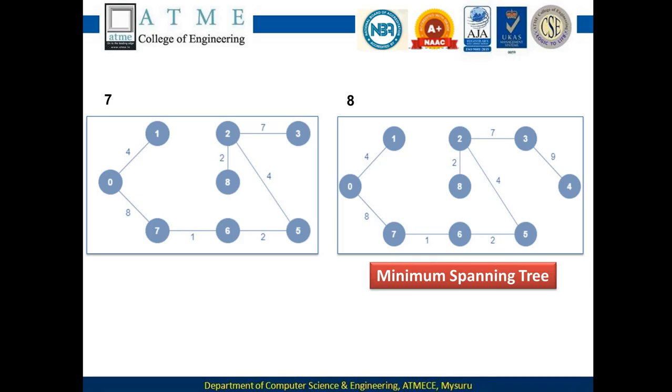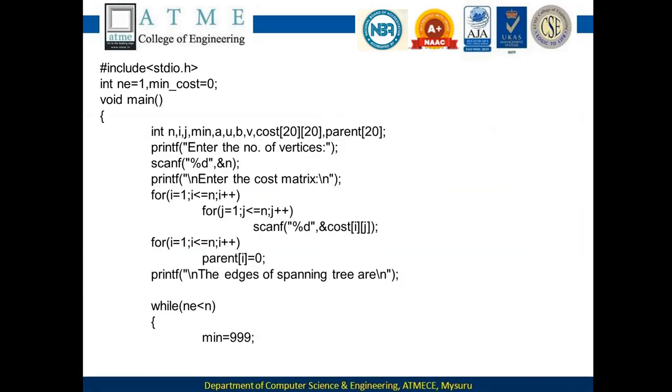So since we have traversed through all the other edges, we have come up with all the vertices that exist in the graph: 0 1 2 3 4 5 6 7 and 8. So we have found the minimum spanning tree using Kruskal's algorithm. So let's look into the program.